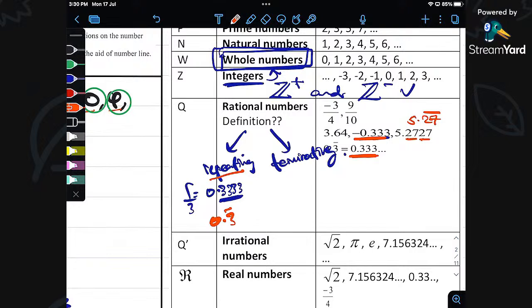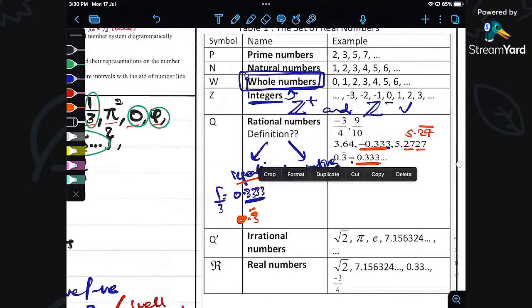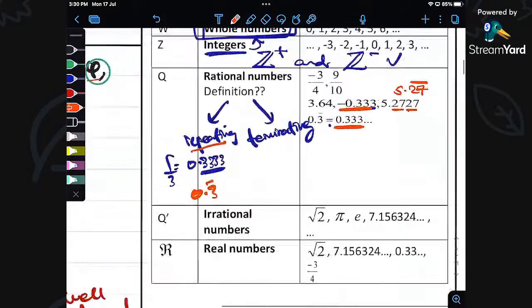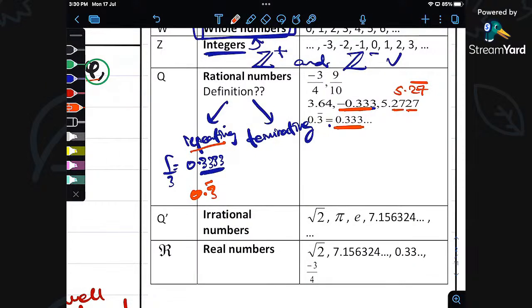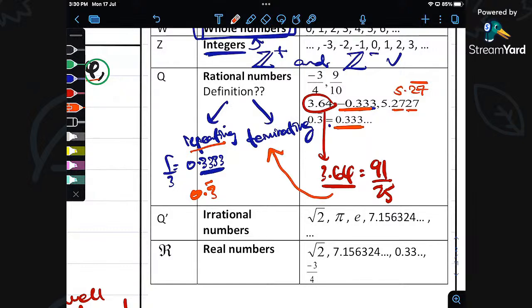So what is terminating numbers then? Terminating number is just like 3.64. If you press your calculator, 3.64 is actually 91/25. So basically this number is ending there. 91/25 is 3.64 where it terminates there. You understand? Dia berhenti di situ. 3.64 berhenti di situ.